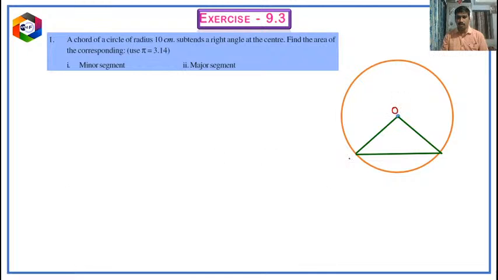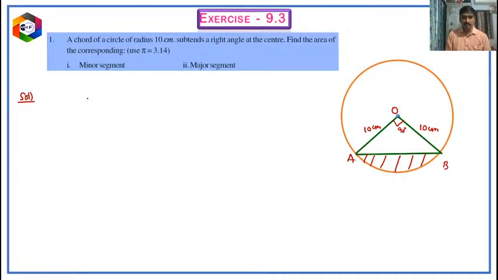Observe that this is O, this is A, and this is B. So this is the right angle, it is very clearly given, and the radius is given as 10 centimeters and 10 centimeters. Now find the area of the corresponding minor segment. That means this is the minor segment, whatever is shaded. So this is to be calculated. Here I am going to explain this minor segment area. Children, observe carefully.